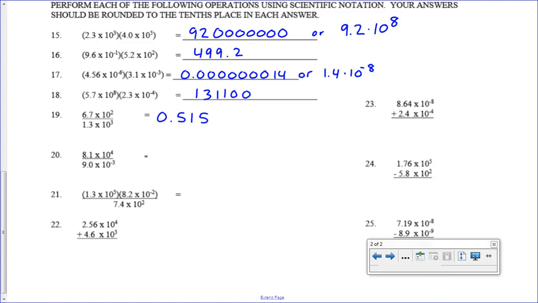Again, on number 20, we're going to say 8.1 E4 divided by 9.0 E negative 3. And for that, we get 9 million.